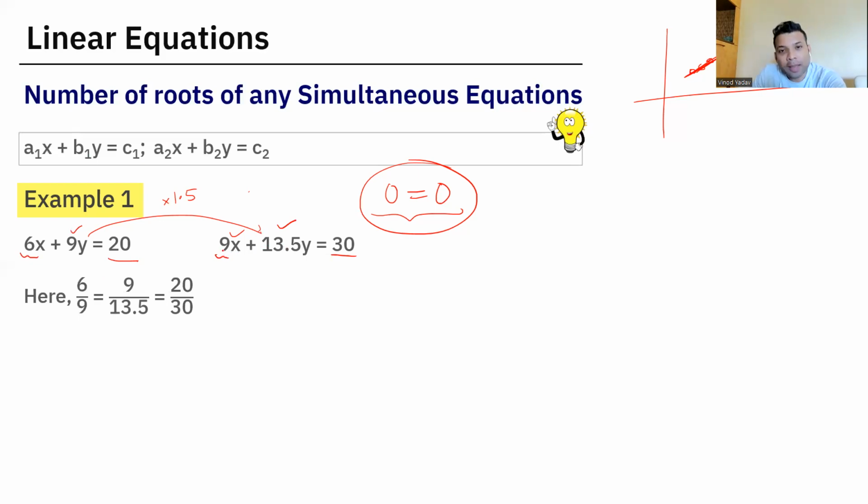Whenever this situation happens, then only we say that it's only one equation written twice. So ultimately one equation and two unknowns, so infinite solutions. In the general case, I am writing the formula as A1 upon A2 is equal to B1 upon B2 is equal to C1 upon C2. All right. Cool.